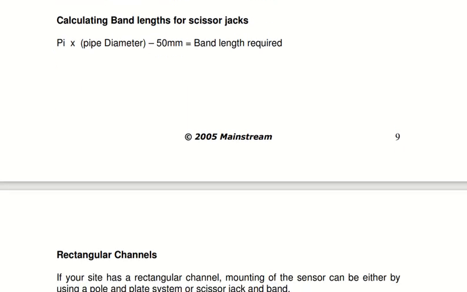And to calculate the band length for the scissor jack, the formula is given here. As you can see, you have to take the multiplication of pipe diameter with pi, and then subtract 50 millimeters from it, so you will get the band length which is required. So that was for scissor jacks, and now you move to the rectangular channels.